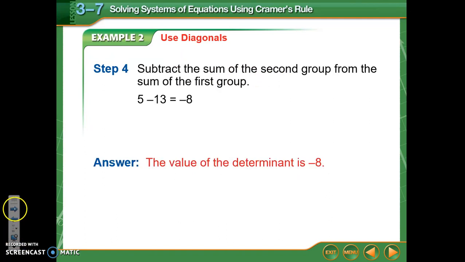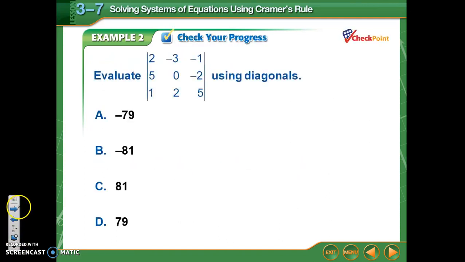Okay, so now you guys are going to try one. Hopefully you took good notes so that you can work this one out on your own. Okay, when you do this one, you should get 79.